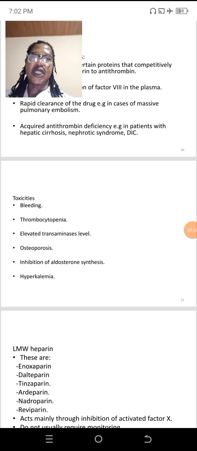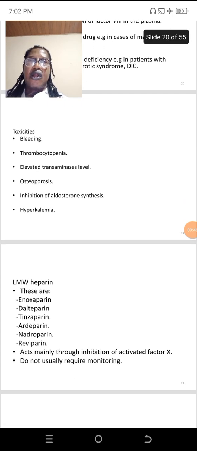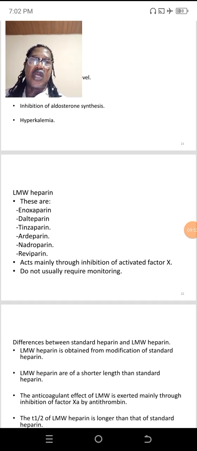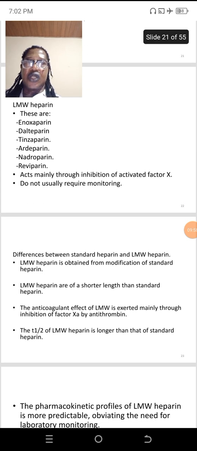Toxicities, heparin toxicities include bleeding, thrombocytopenia, elevated transaminase levels, osteoporosis, inhibition of aldosterone synthesis, and hyperkalemia. Low molecular weight heparin acts mainly through inhibition of activated factor 10 and does not usually require monitoring.